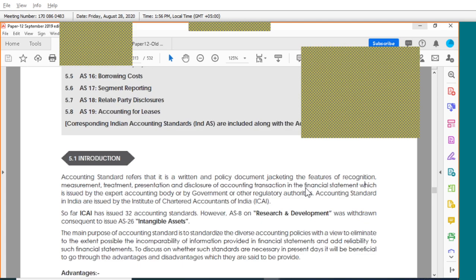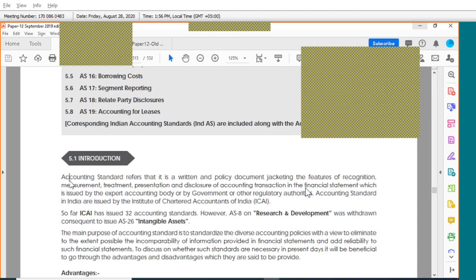So accounting standard may be for many purposes: presentation, disclosure, measurement, recognition. All that I will discuss with you later. Before that, generally what is accounting standard, you should be able to think. Okay. Now I will get into the input material theory. I am just reading the first para. What is that? Accounting standard.